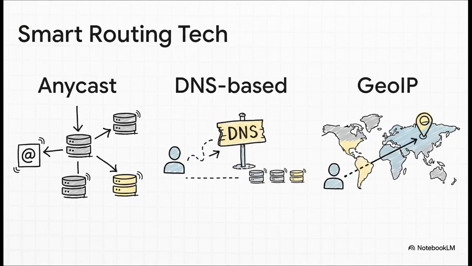Now, this routing isn't just magic. It's some seriously smart technology at work. They use techniques like Anycast, where tons of servers can share one IP address, and the network automatically figures out the fastest route for you. Or they use GeoIP, which literally looks at your location on a map and sends you to the server that's physically closest. It's all about finding the absolute path of least resistance for your data.